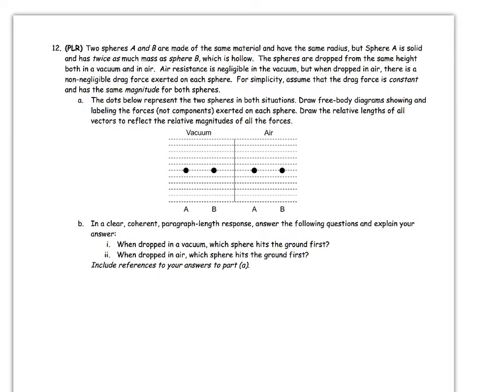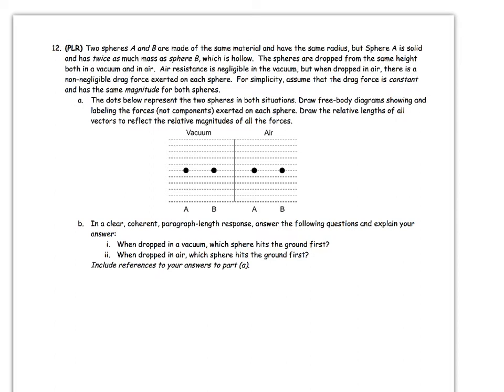Alright, moving on to my next one, which is a free response problem here. So we have two spheres, A and B, that are made of the same material and have the same radius, but one is solid and therefore is twice the mass. So sphere A, the solid one, is twice the mass of sphere B, which is hollow. Dropped from the same height, both in a vacuum and in air.